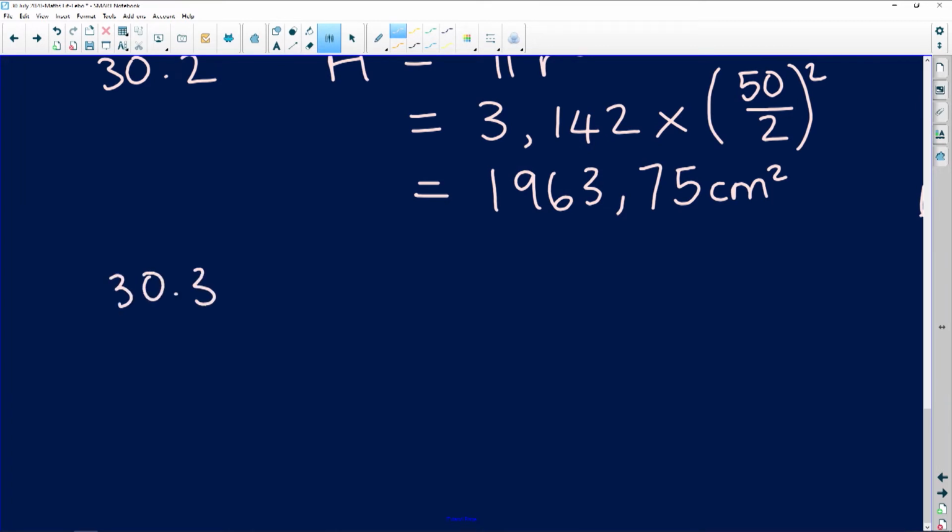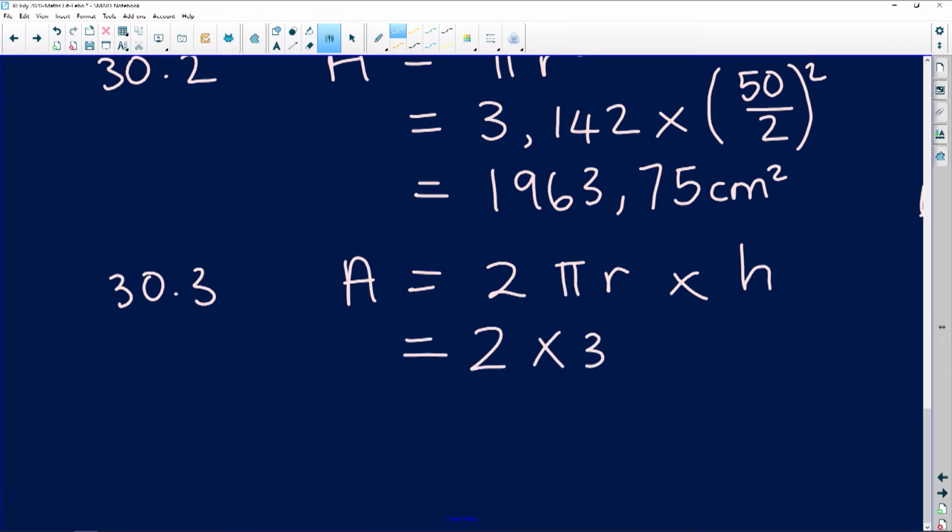3.3: the area in this particular case is 2 pi radius times the thickness. I'm going to call that the height, because the thickness and the height are one and the same thing. 2 times 3.142. Remember, that's already given to me. That's pi times the radius. We know that the radius is going to be 150 divided by 2, which is 75. Okay, but I'm going to just plug it in like that.